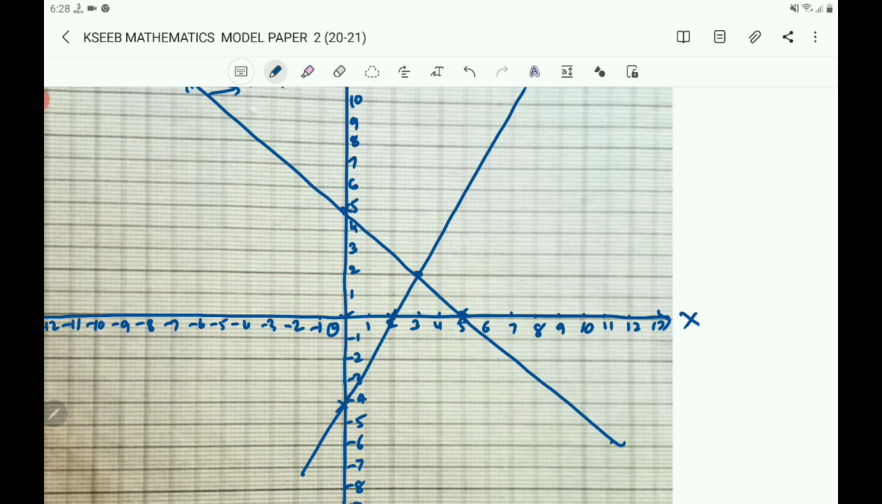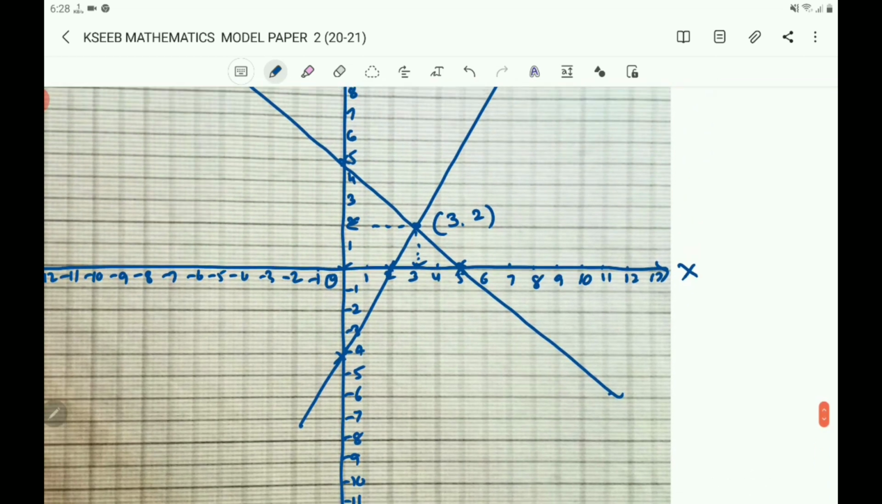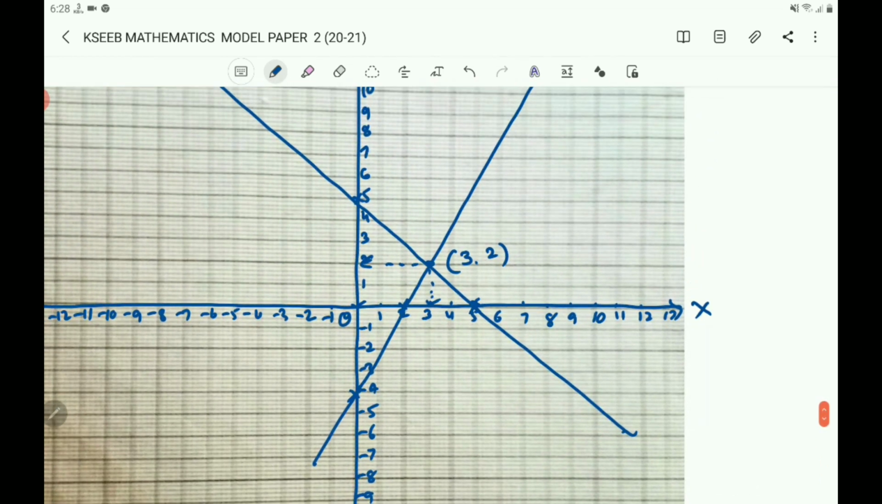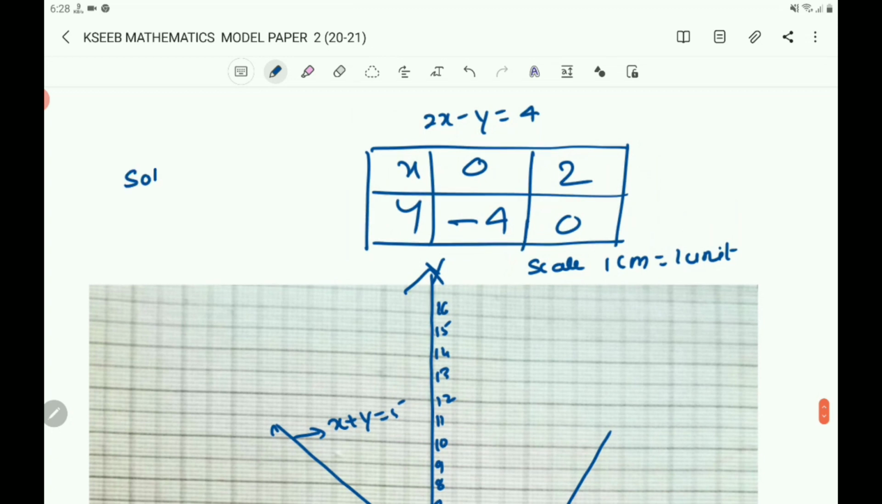And this is the point of intersection, and find the coordinates. Coordinates are 3, 2. So you got that. The solution is x equals 3 and y equals 2. So write the solution: x equals 3, y equals 2.